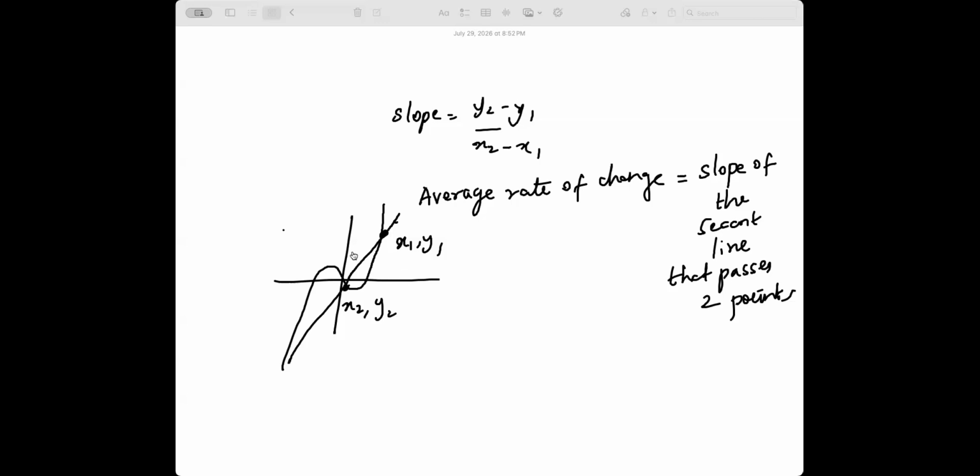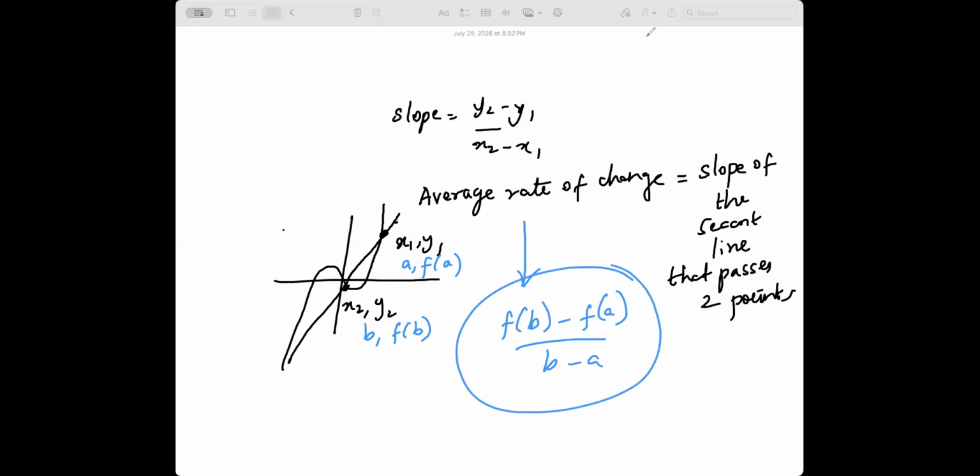A different way of referring to this is a comma f of a, b comma f of b. How do you define the average rate of change? f of b minus f of a by b minus a. Any questions there? Okay.